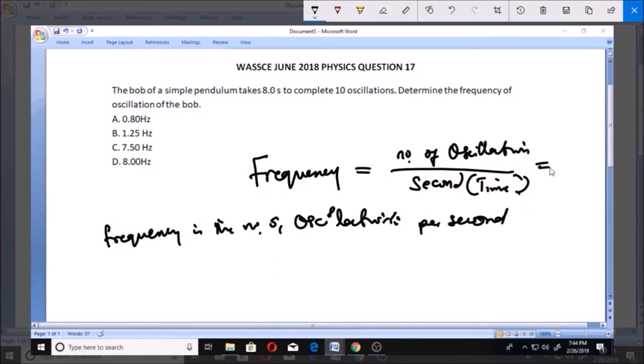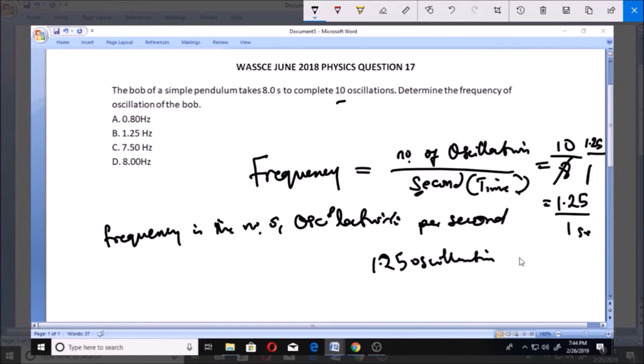Now, if you take this number of oscillations, this is 10, all over time, 8. So if you do this, you're going to get 1.25 as the number of oscillations over 1 second. So if you divide through by 8, 8 here will give you 1, so that you can get per second. Divide this one by 8, you get 1.25. So you can say that 1.25 oscillations was done in what? 1 second. You understand?